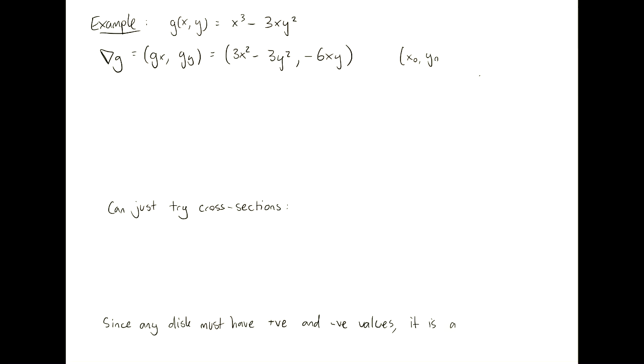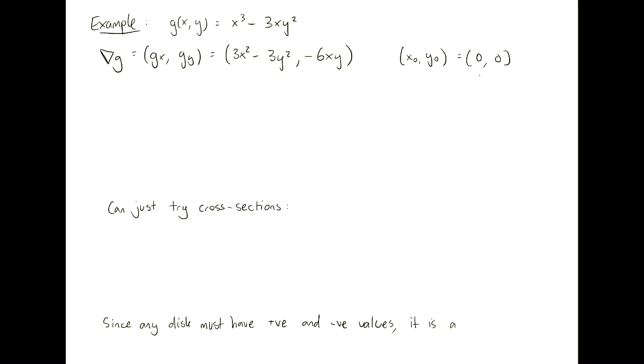x naught, y naught is equal to 0, 0. So the only place where that thing is 0 is either x equals 0 or y equals 0 from the second thing. And from the first thing, if x is 0, then y is 0. And if y is 0, then x is 0.